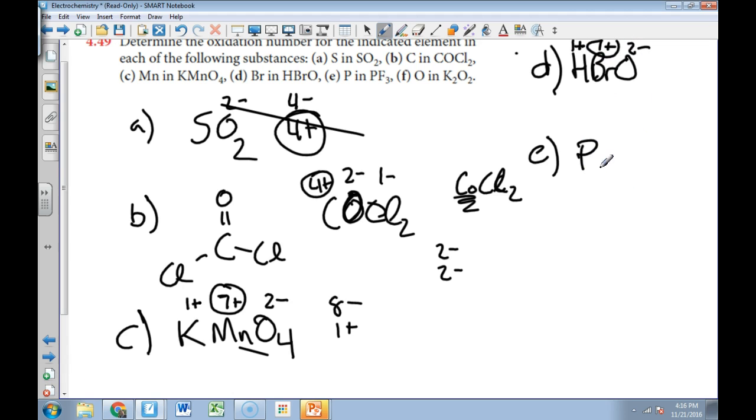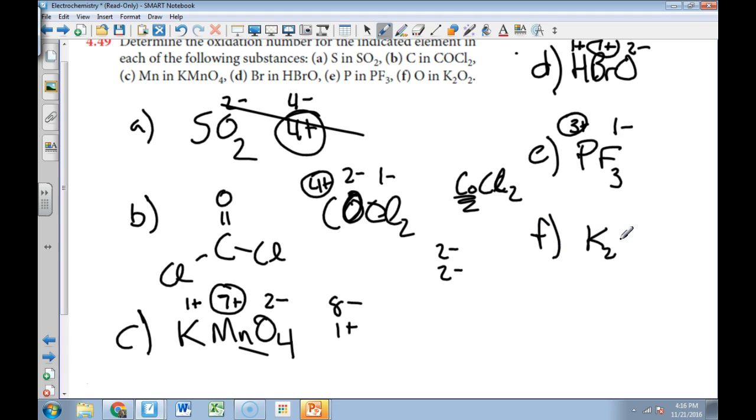So when I have something like PF3, I start with the F because I know F always, no matter what, has an oxidation state of 1-. And so that means that's 3-. So that makes phosphorus 3+. That's the one that can change. Okay, and now let's look at F.